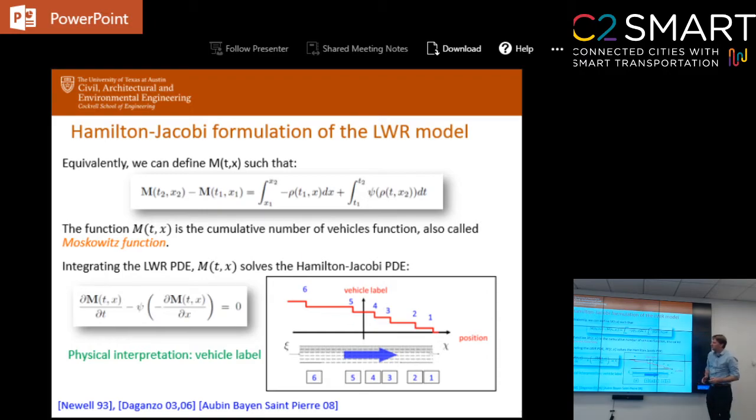This Hamilton-Jacobi equation simply translates that the flow is equal to a function of the density. So the partial derivative of M over t, that's the rate of change of this label function, corresponds to the rate of arrival of cars. That's the flow. And the partial derivative over space, modulo sign, corresponds to the rate of change of the labels over space, that's the density. So this is the equation that we have to deal with now, and that's a Hamilton-Jacobi equation.